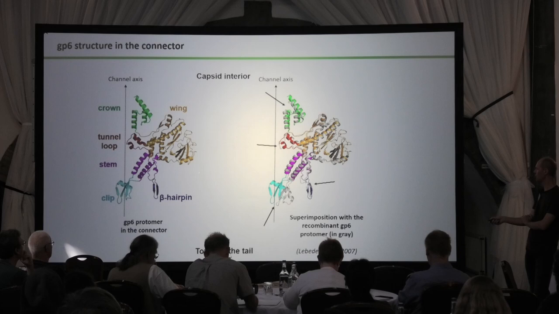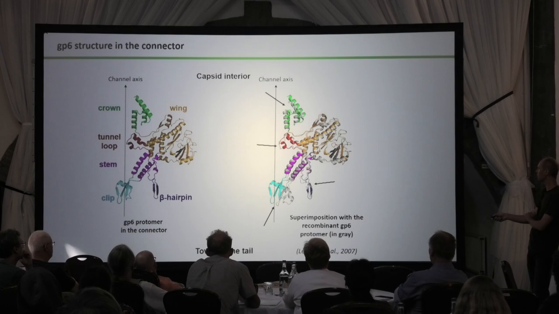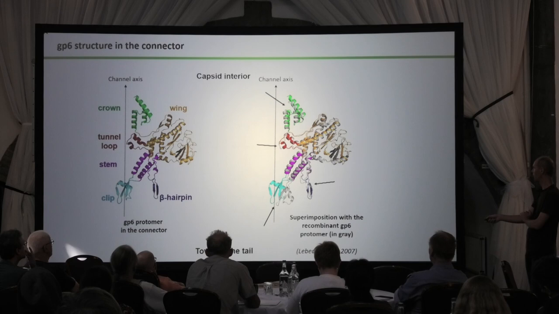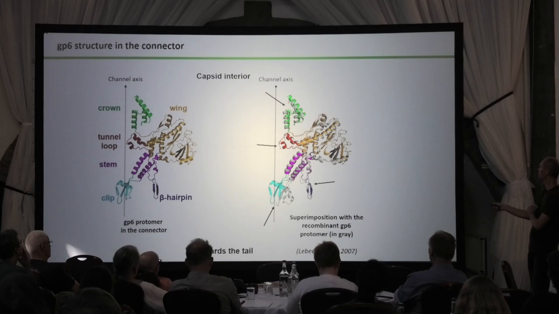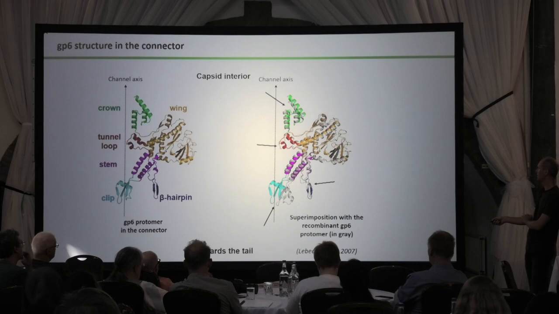So we find the same domains as in the recombinant structure: the crown, wing, tunnel loop, stem, clip, and beta fold. Most of the domains are identical or have a very small movement, like in the crown, except for one domain. That's the clip, which is significantly different in both structures.